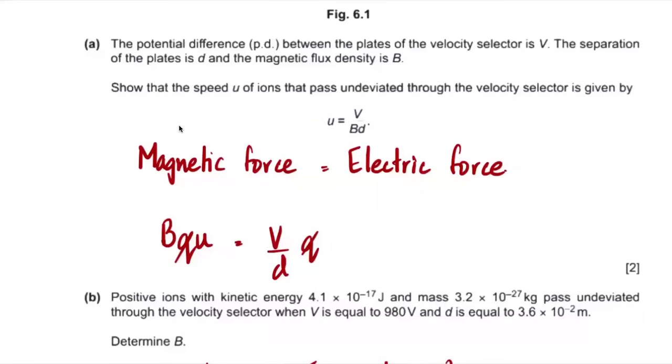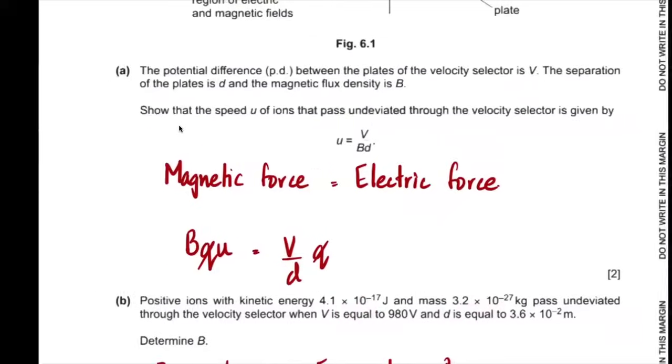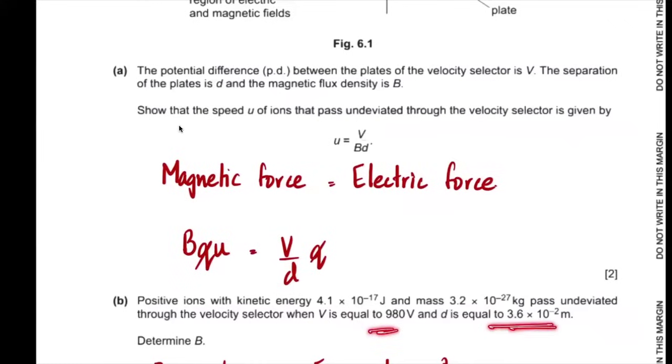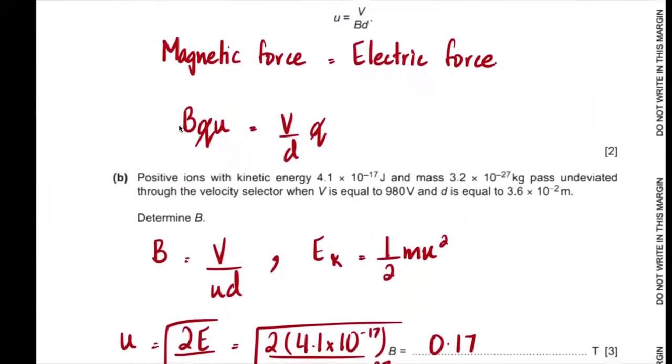Positive ions with kinetic energy this much, mass this much, pass undeviated when V equals 980 and small d equals this. So first of all, I can see that with the kinetic energy expression, I'll need first the velocity, which I can calculate. That's very straightforward. And once I have that, I need B. So B would become equal to V over UD, and then I'll just plug that in, right?